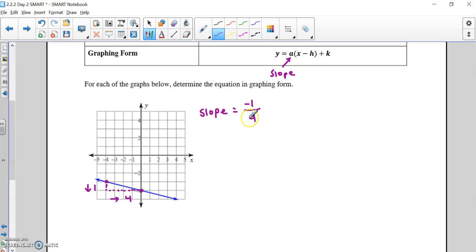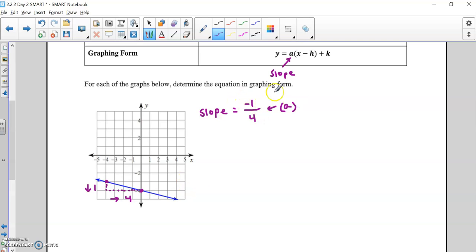Now, I know that a lot of times when we talk about horizontal in this unit, we do opposite signs, but for slope, that does not apply. Okay, that just applies to my h and k, not the slope. So this tells me my a value.